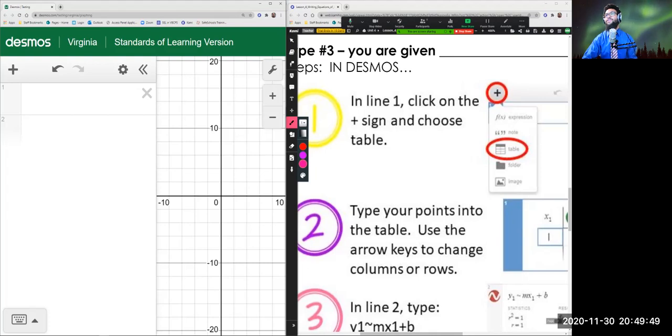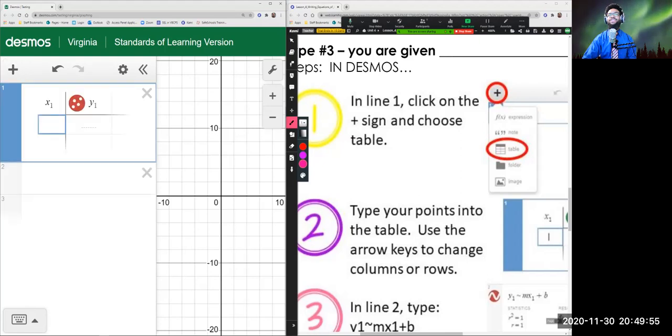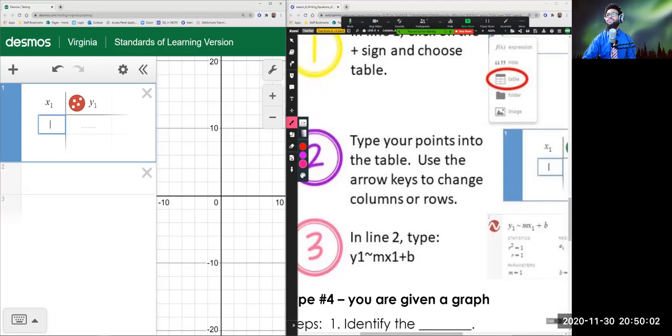Our first step says in line 1, we're going to click the plus sign and choose a table. We're going to add a table. By now, you should know how to do this. We've done this quite a bit. And then we're going to type our points into the table using the arrow keys to change our columns. And then in line 2, we're going to type this out exactly: y1, the little tilde, the squiggle, mx1 plus b.